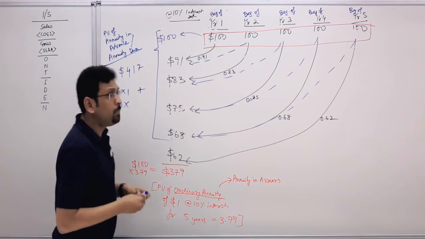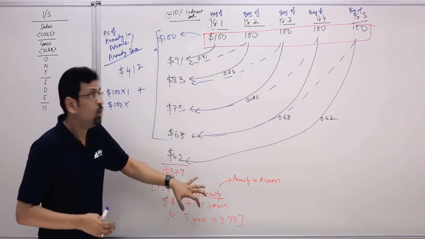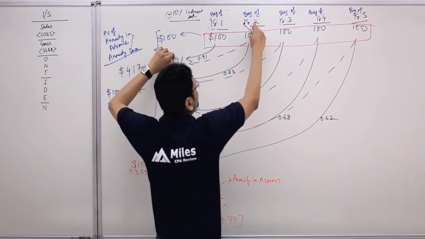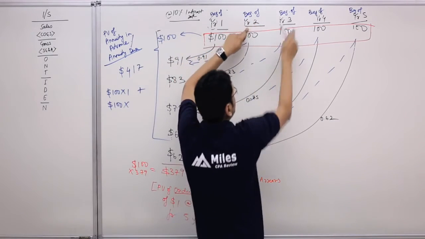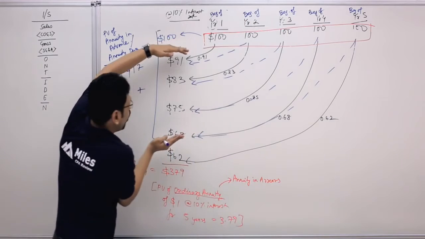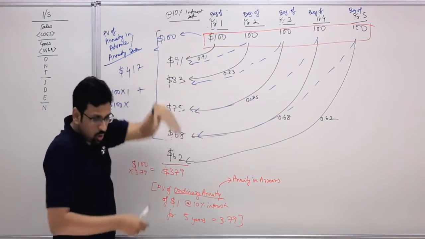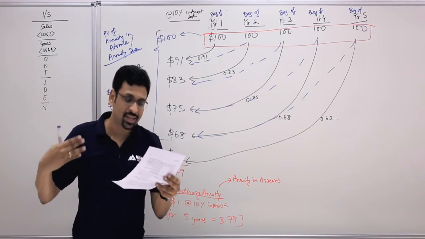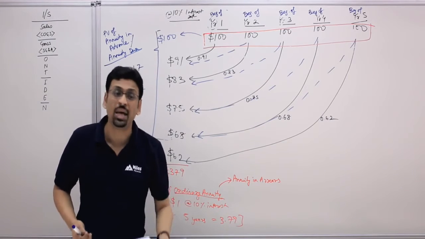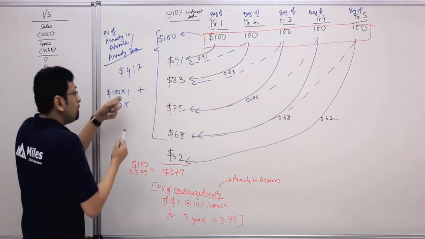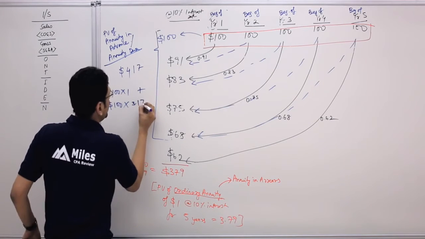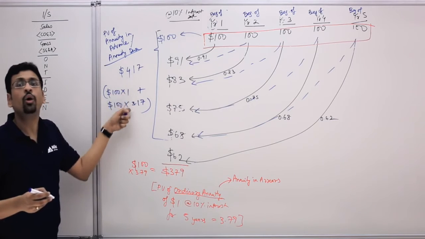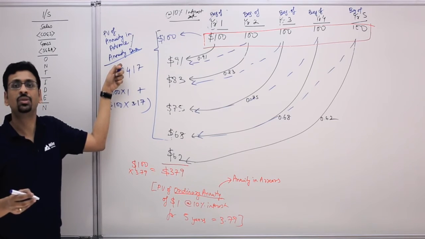Plus $100 into present value of ordinary annuity for 4 years. Because guys, though this amount is coming at the beginning of year 2, that's same as end of year 1. Beginning of year 3, same as end of year 2. So we could look at the ordinary annuity for 4 years. Now if I look at the present value of ordinary annuity table for 4 years at 10%, I get 3.17. So it could be $100 into 1 plus $100 into 3.17. So that gives us $100 into 4.17 or $417.